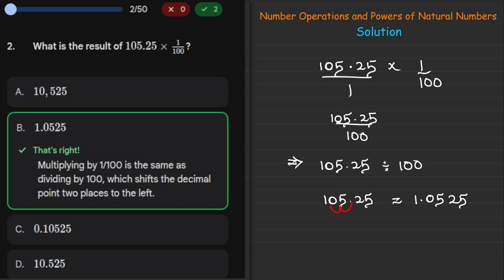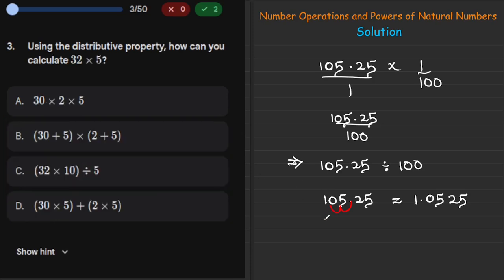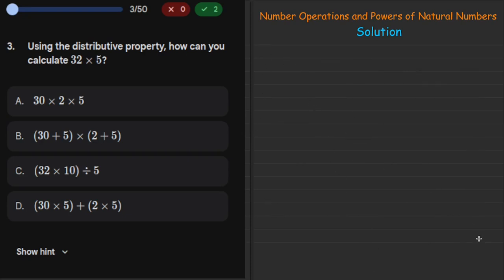Let's look at question number 3. Question number 3 says, using the distributive property, how can you calculate 32 times 5? You want to calculate 32 times what? 5. Now, we know how the distributive property works.